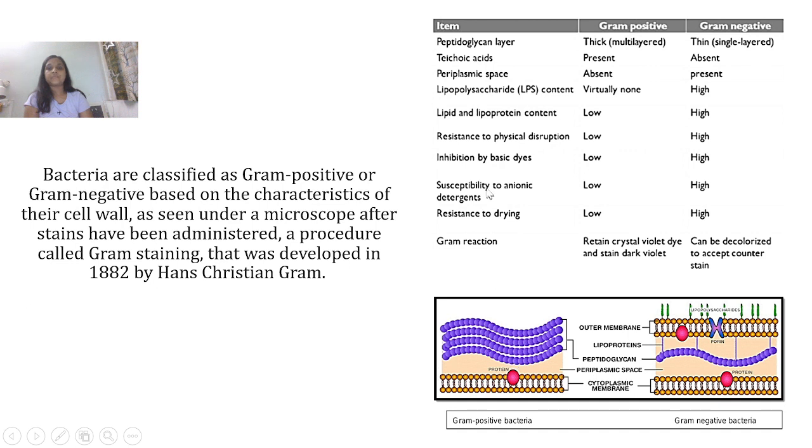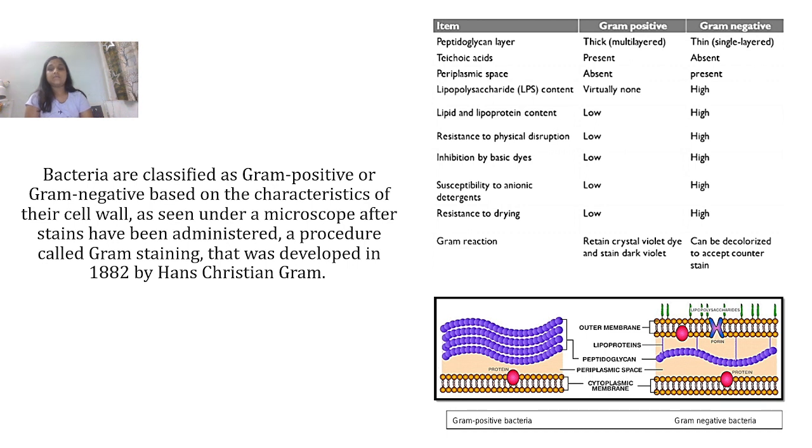Then resistance to physical disruption is high in gram-negative compared to gram-positive. For gram-negative, the inhibition by basic dyes is very high, and susceptibility to anionic detergent is also high, and resistance to drying is also high.